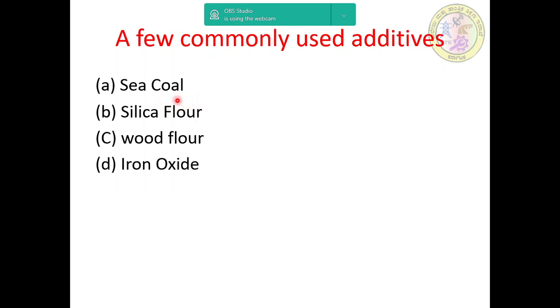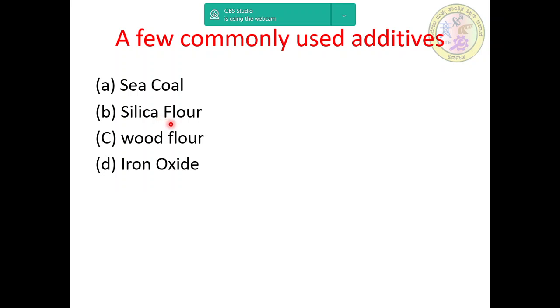And then while adding this sea coal to the molding sand, it improves the surface finish of the molding sand, and then also prevents some sand burnouts. Next we will take silica flour. Here it is a pulverized silica added in the range of around 5 to 10% based on the sand weight, and while adding this silica flour, it will resist metal penetration in the mold walls.